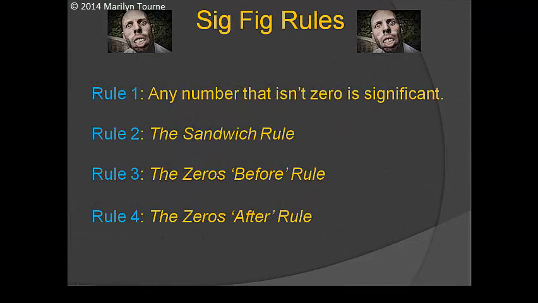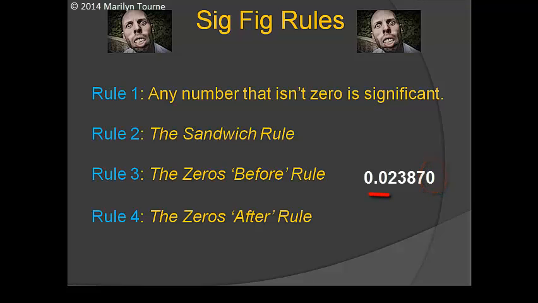Alright, so as a summary, here we see the 4 significant figure rules, and we saw that rule number 1 told us that any number that isn't 0 is significant. Rule number 2 is the sandwich rule, one of my favorite rules. Rule number 3, the zeros before rule, says that any 0 before the first non-zero digit is insignificant. And the last one, rule number 4, is the zeros after rule.